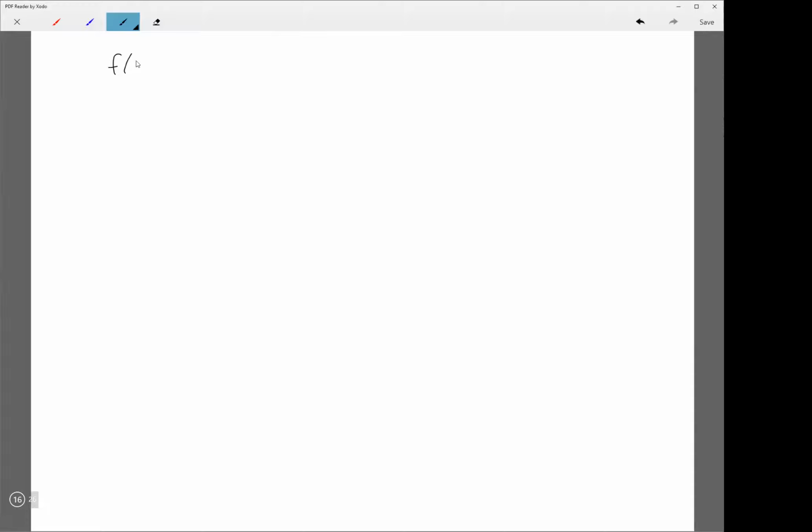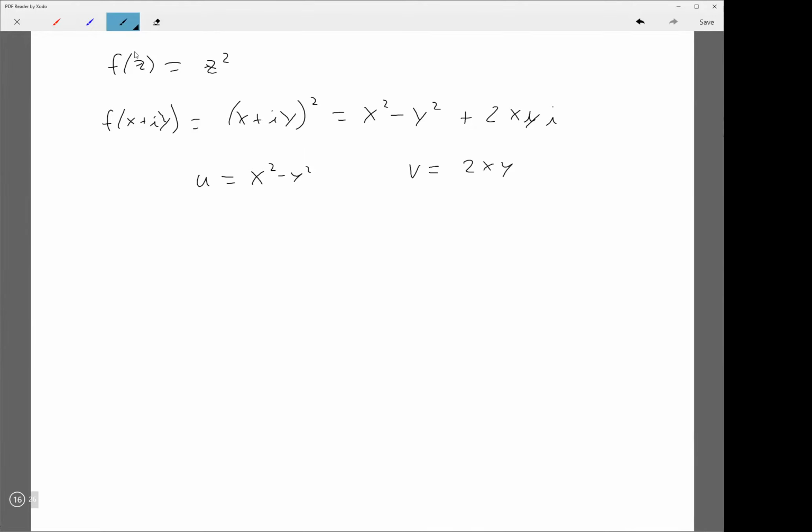Let's take a really simple function. I'll do this really quickly. Let's take z squared. We know that's differentiable and the derivative is 2z, right? So if you replace z with x plus iy, then you get x squared minus y squared plus 2xyi. So our real part is x squared minus y squared, and our imaginary part is 2xy.